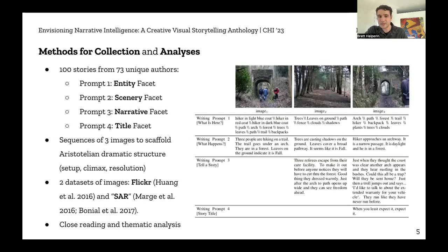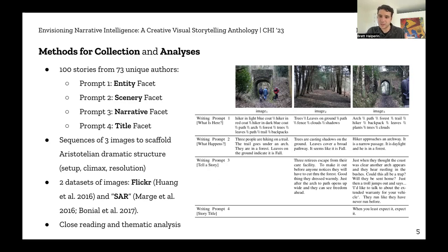So here you can get a sense of our methods for collection and analyses. We collected 100 stories from 73 unique crowdsourced authors from Mechanical Turk. This image on the right here shows one full amount of information that one person provided about these 3 images. So we had each person essentially fill out 4 facets or 4 prompts about each sequence of 3 images that they encountered. And it went as follows.